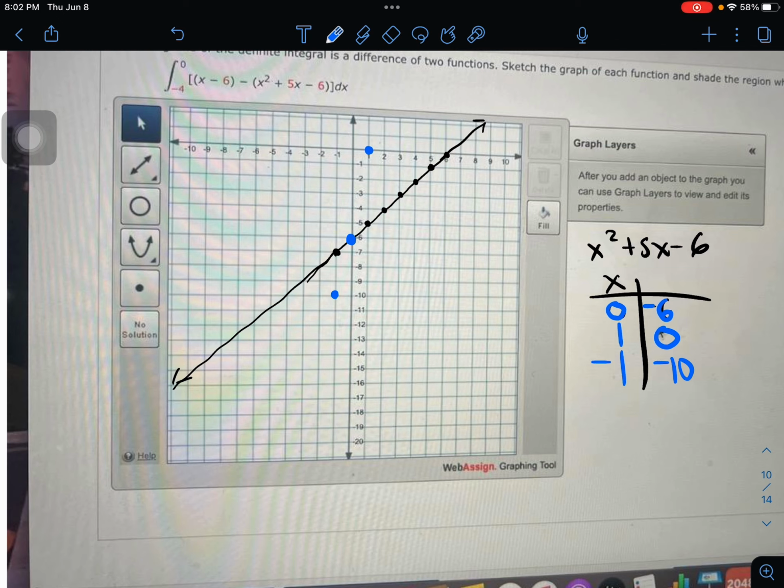And let's go ahead and put a negative 2 in and see what we get. Because again, I don't know how many points you actually need. But I'll go ahead and put a negative 2 in there. And if I put a negative 2 in there... Oops, I didn't mean to do that.